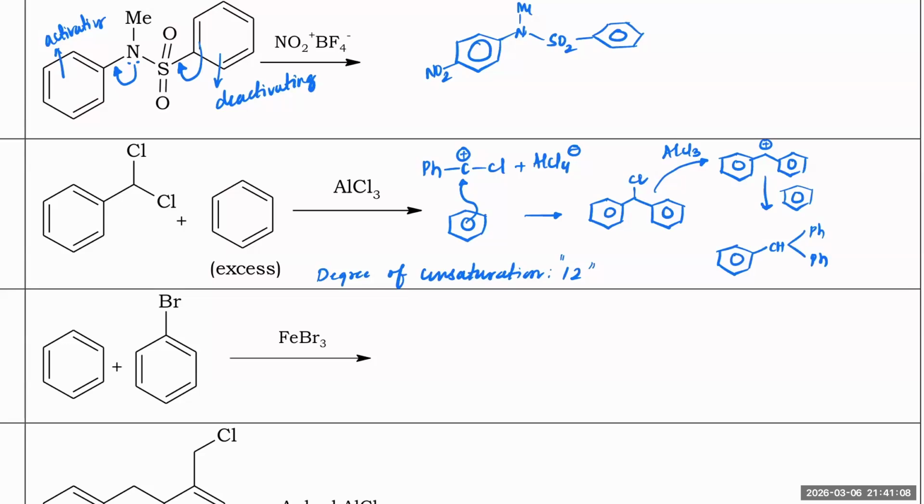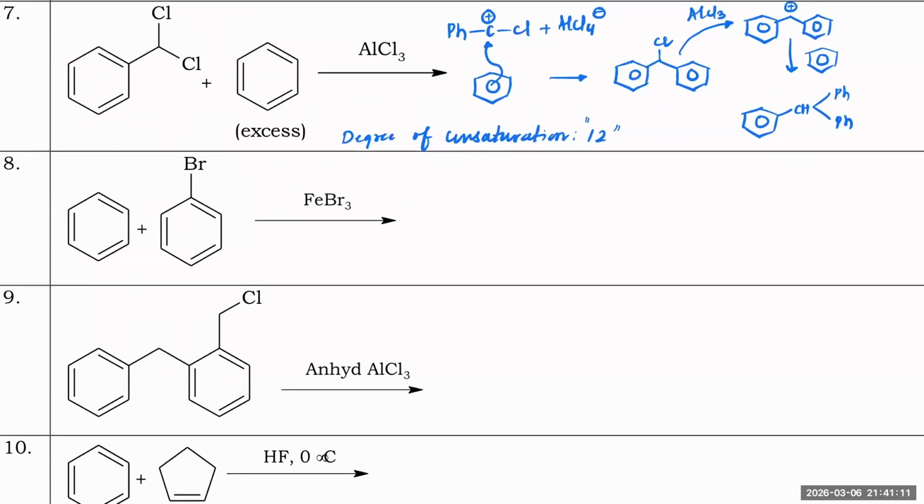Clear? Next. FeBr3. Now you notice that bromine is already having a lone pair and it will have double bond character, so you will not be able to generate Br plus here. And if Br plus does not come, no reaction will happen here. We cannot remove the Br minus here and have the plus charge here because of the double bond character, because of which no reaction will take place.